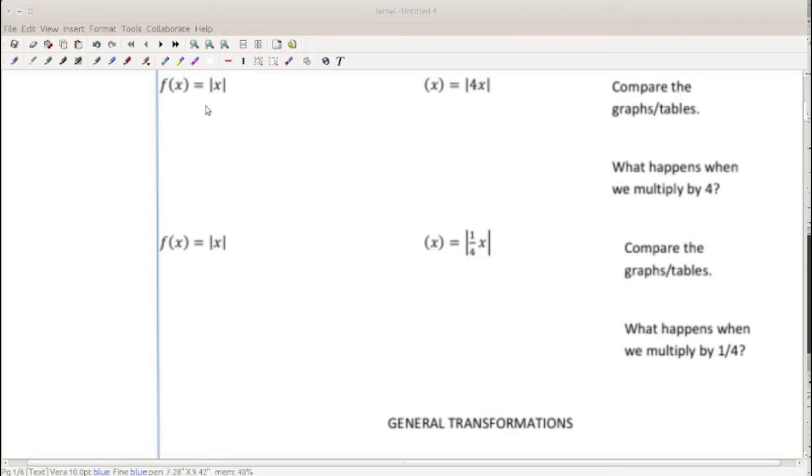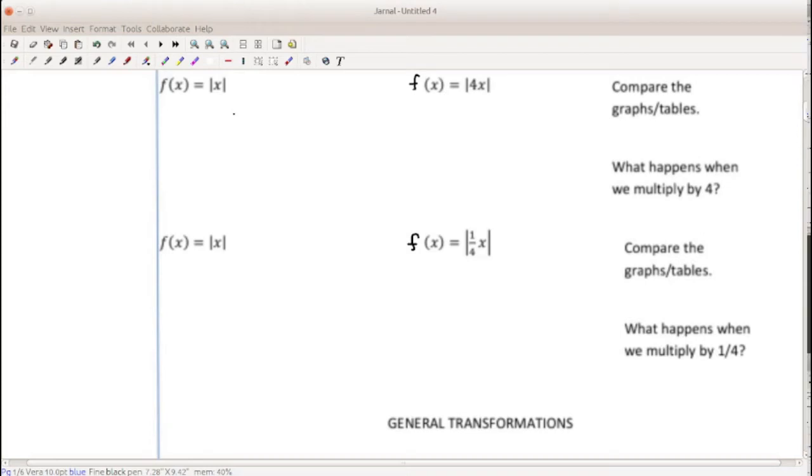functions. So you don't need to copy this part down unless you want to do a quick sketch of the graph maybe. We're going to do absolute value of x, which is your basic function. You know how that one works. And this should be f of x equals 4x, and this one's going to be f of x equals 1/4 x absolute value. So we're going to take a look at these separately.